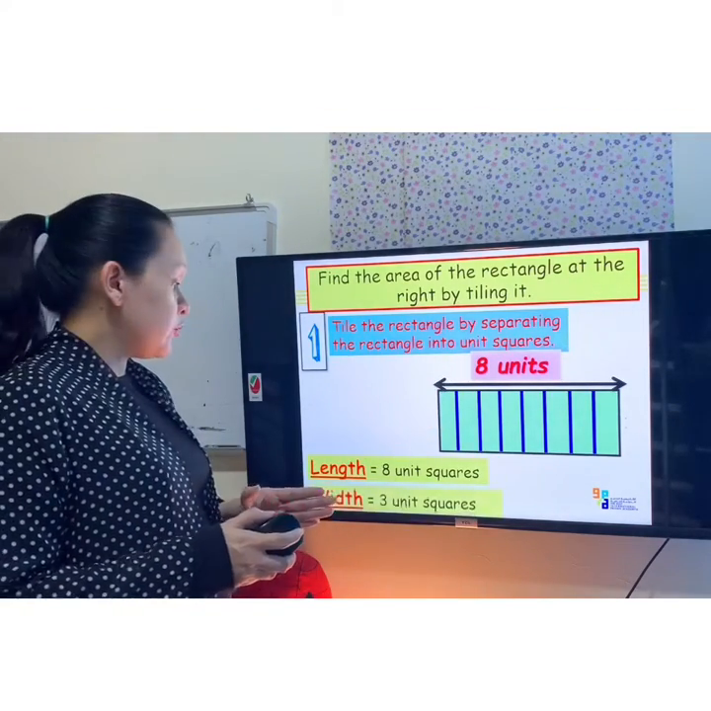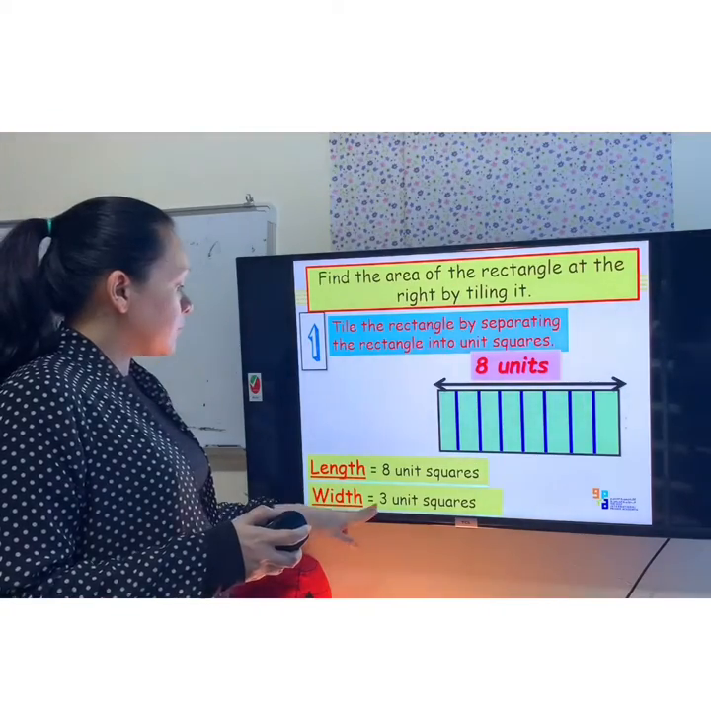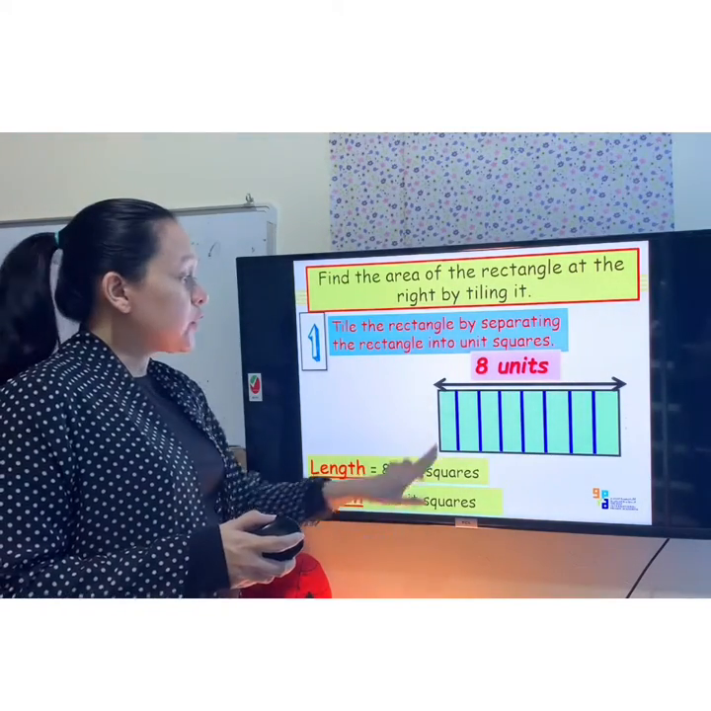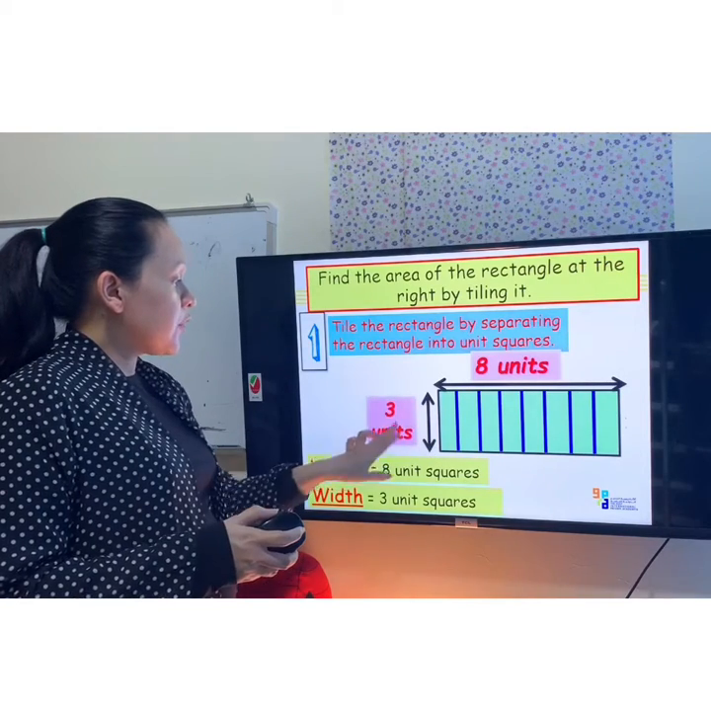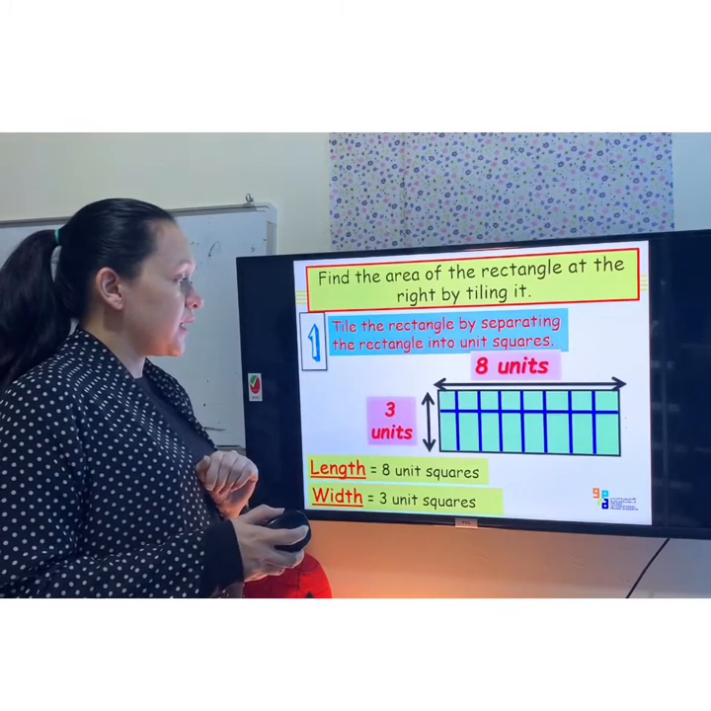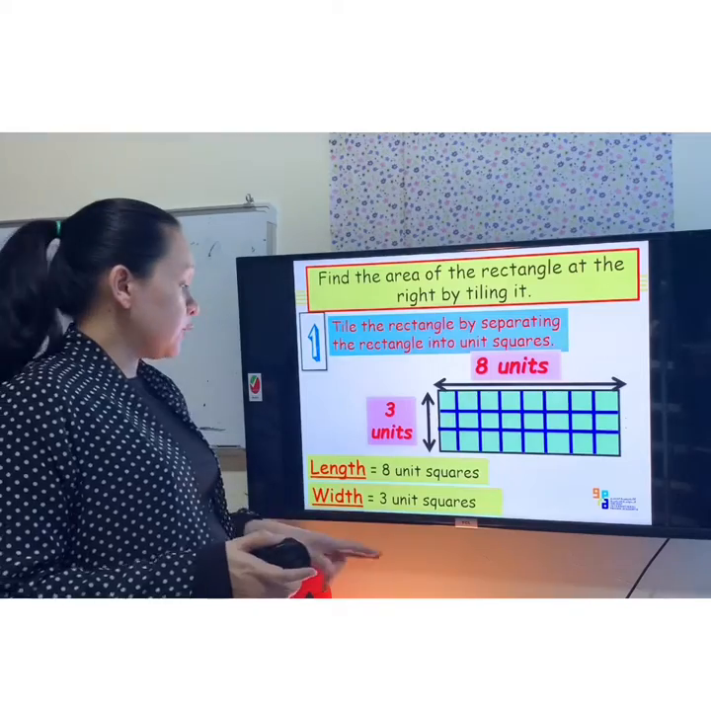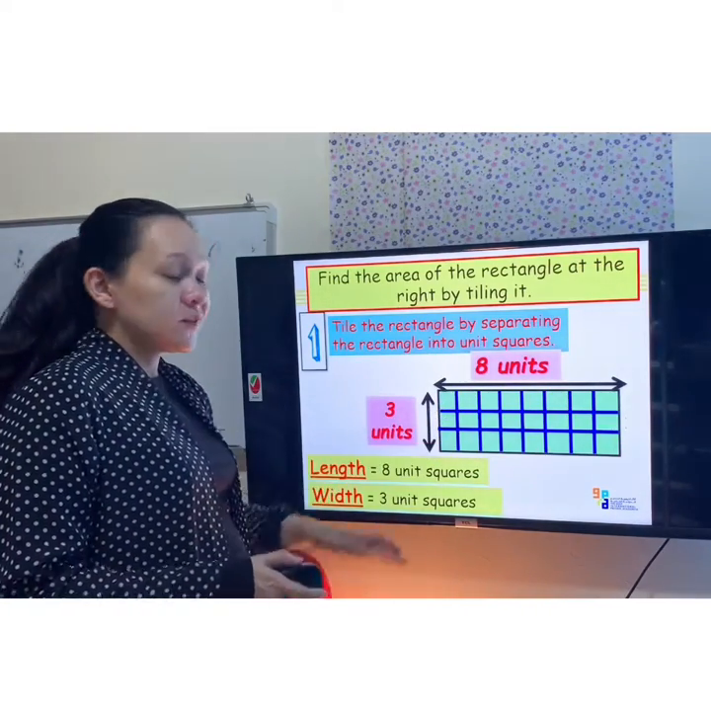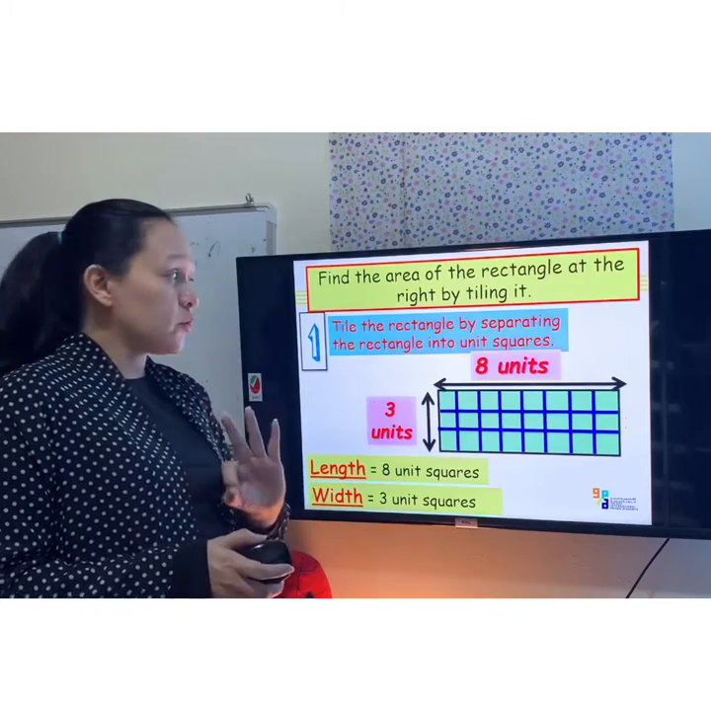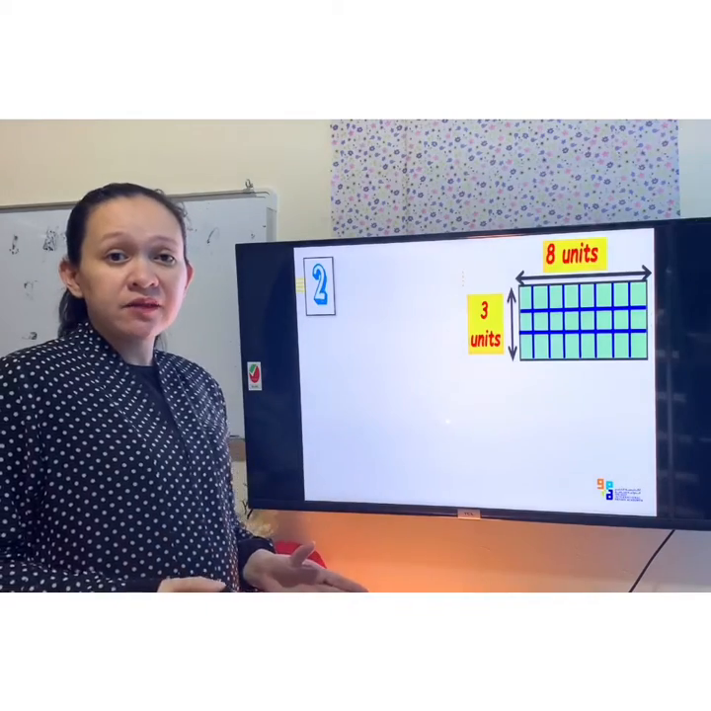Let's move to our width. If our width has 3 unit squares, we are going to make another line here. So this is our width, 3 units. So we are going to make a line. So let's check if we have 3 unit squares. 1, 2, 3. So we now have 3 unit squares. We are done tiling the rectangle.